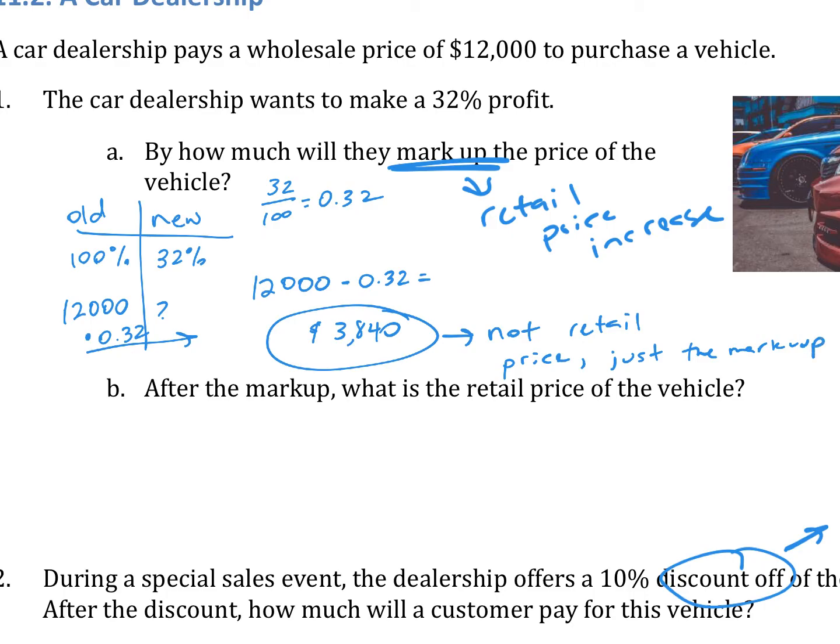Question B says, what will the retail price be? So now that we know what the markup is, all we would have to do is add that $12,000 to the $3,840 to get $15,840. So we know the retail price will be $15,840.